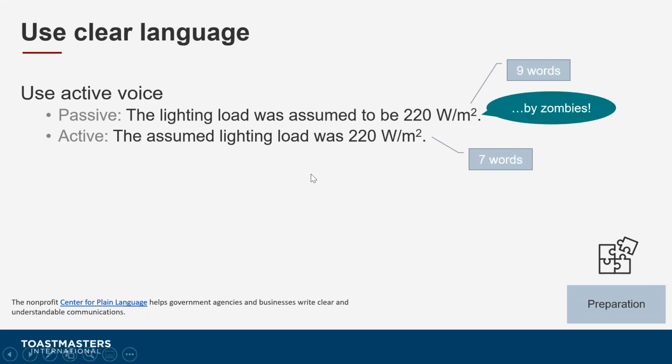All right, another tip, if you want to avoid using the passive voice in a sentence: if the sentence makes sense by adding the phrase by zombies at the end, then it's in passive voice. So the lighting load was assumed to be 220 watts per meter squared by zombies. The zombies assumed that the lighting load was 220 watts per meter squared. So you don't want to do that. But if you put by zombies in the second sentence, the assumed lighting load was 220 watts per meter squared by zombies, that one doesn't sound as good. So try to use that tip if you want to know if you're speaking in the passive or the active voice.